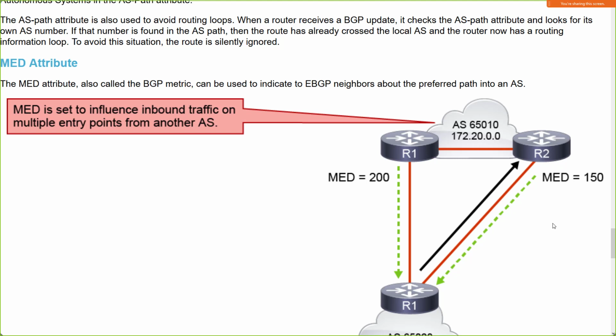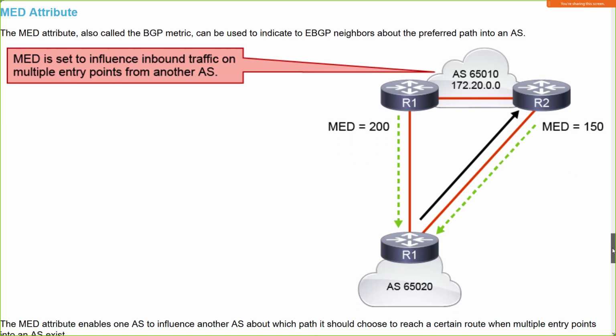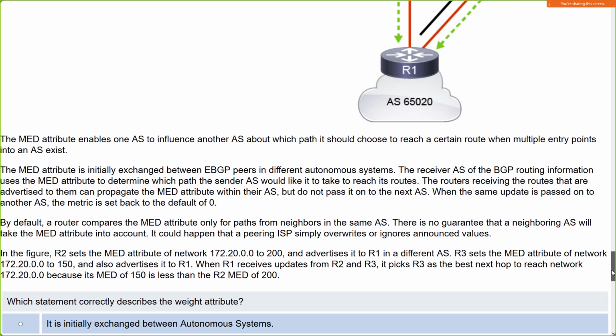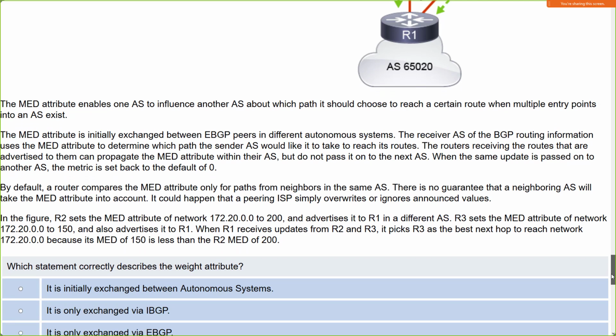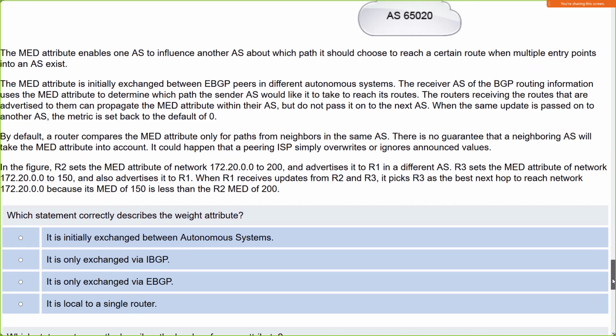In the case of MED, lowest wins, not highest. Why, I don't know, but they did highest on everything else and did lowest on this. This is a suggestion to the peer, right, as to how I want you to come into my autonomous system. Like I said, this is not a value that you necessarily have to follow. You can choose to, and a lot of service providers will choose to follow that.